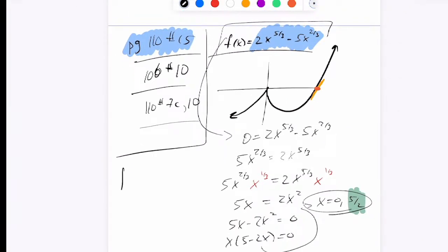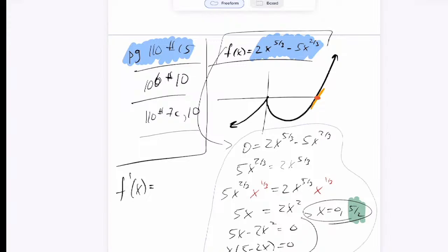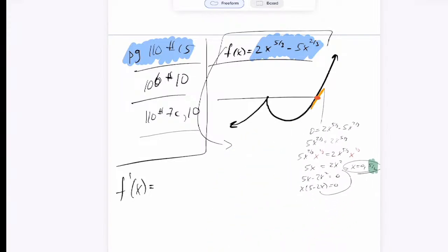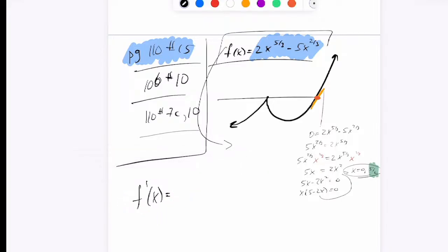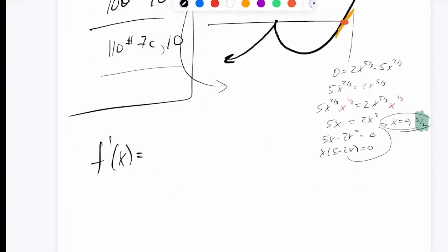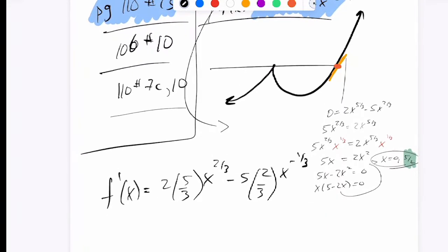So step number 1 is to take the derivative of your function. I'm going to take the derivative. Actually, I'll just make this smaller here. Okay. So if I take the derivative of this, it's going to be equal to 2 times 5/3 x to the 2/3 minus 5 times 2/3 x to the negative 1/3 when I take my derivative.